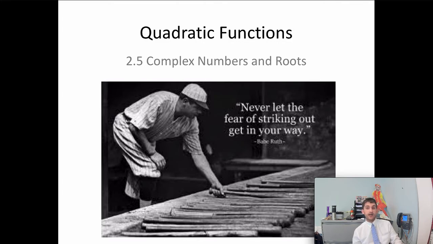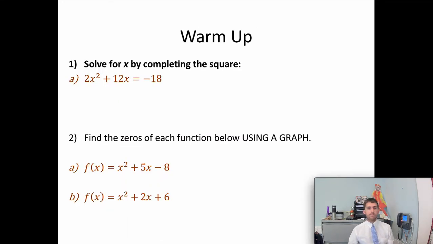Section 2.5, it's called complex numbers and roots. So complex numbers and complex roots. Let's start with a bit of a warm-up. We've got 2x squared plus 12x minus 18. We're asked to solve it by completing the square.